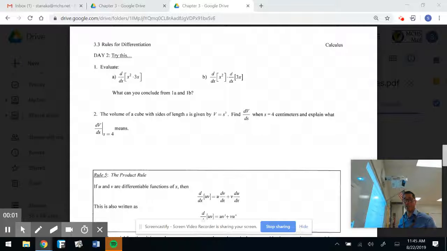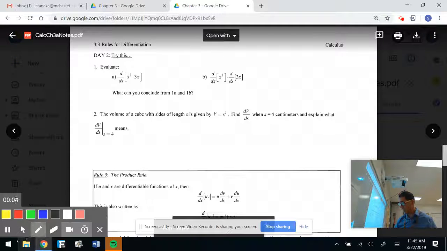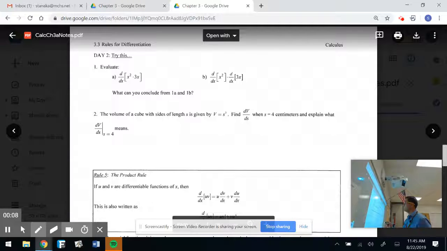All right, class, let's get right into it. This is 3 day two, not really day 2, we'll call it part 2. And we learned some very important rules of differentiation right here, and this kind of teaches us what this first one is about.